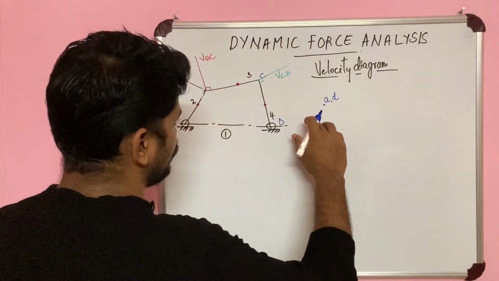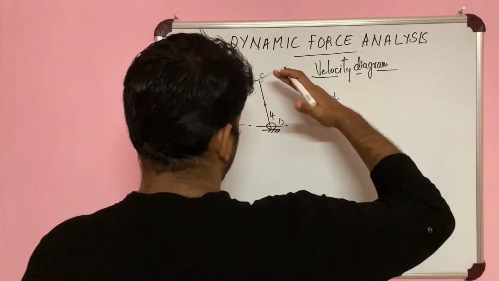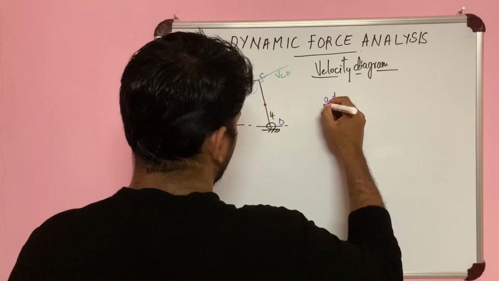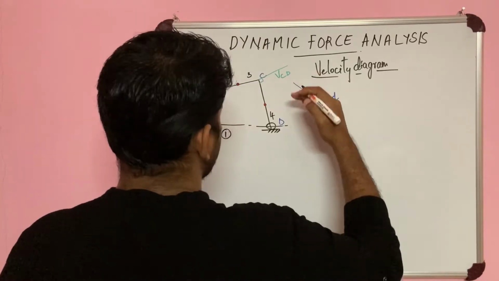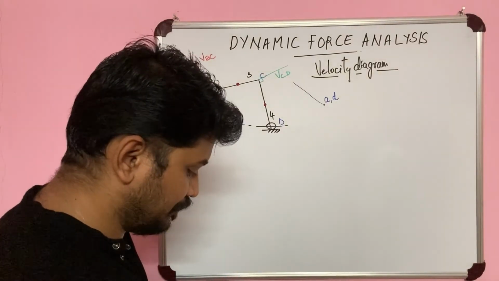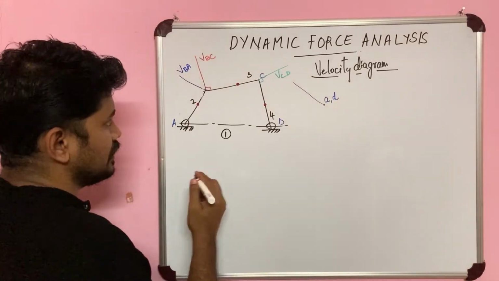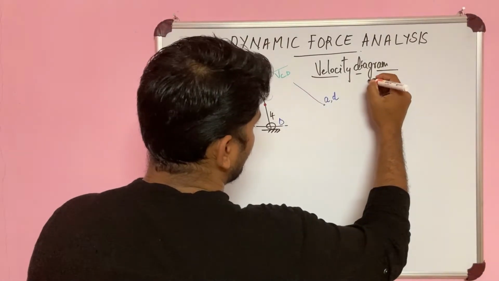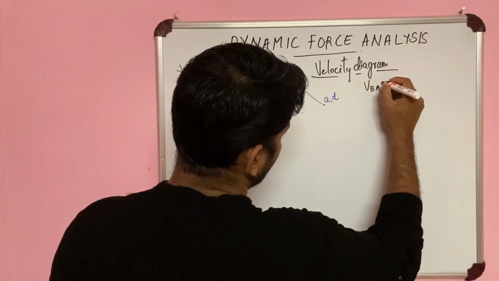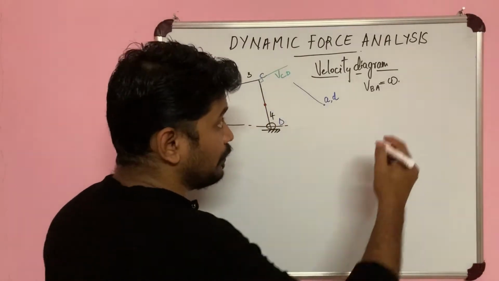Now, I'm going to draw VBA parallel to this one over here. Now, what is the value of VBA? I need a scale in order to draw this. So in order to get the scale, I want VBA. What is the value of VBA? VBA is equal to omega into R.